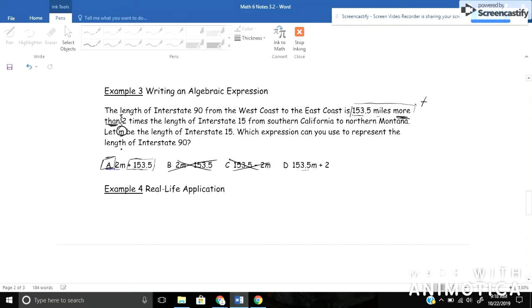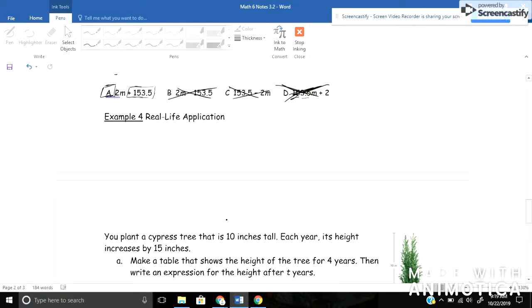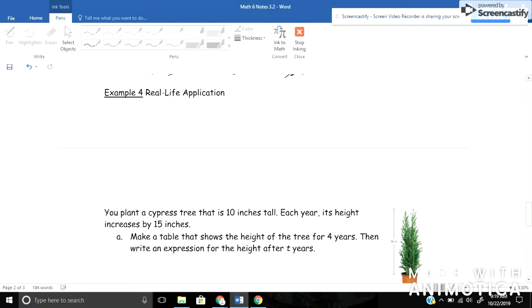The biggest thing in this problem is that it really takes reading it a couple times. If you can do it on the first read, you're probably better at it than I am. But I need to try to match up my numbers with their keywords and reread it, which I think are hugely helpful things to do. All right, last problem here, example 4 with the real life application.